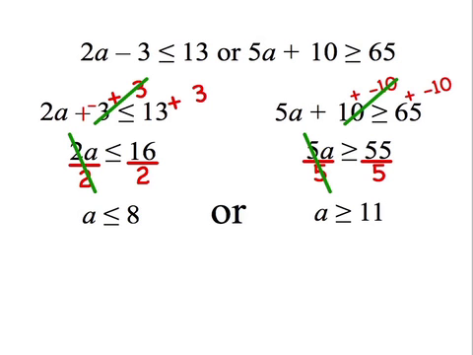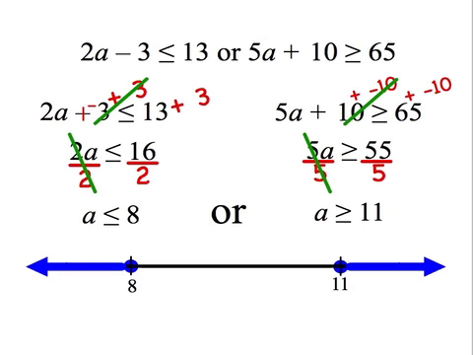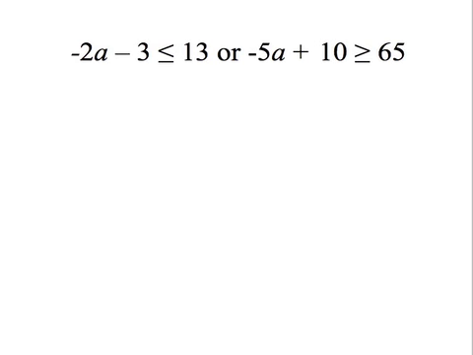And then when we go to graph, we remember that it's an OR problem because there are no numbers that are both less than or equal to 8 and greater than or equal to 11 at the same time, but that's okay because this is an OR problem. So there's our graph. All of the numbers less than or equal to 8, along with all of the numbers greater than or equal to 11.